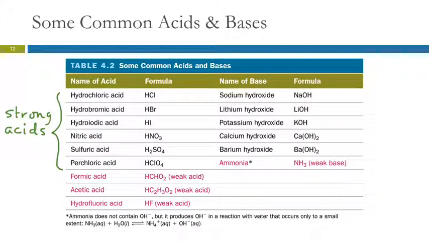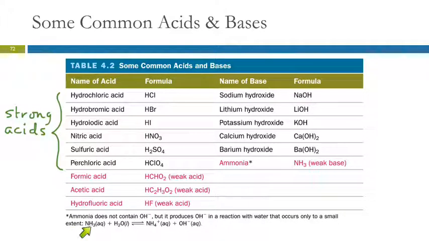Calcium and barium hydroxide are not as soluble. They're kind of in the middle between soluble and insoluble, but they are bases, strong bases. So if you see metal hydroxide, you can be pretty safe saying that's a base. Ammonia is the only other one that you need to remember. Ammonia is a weak base.